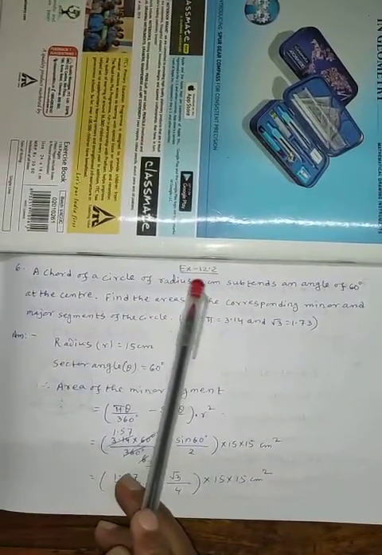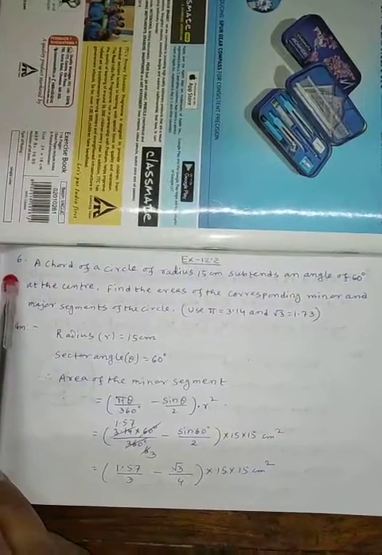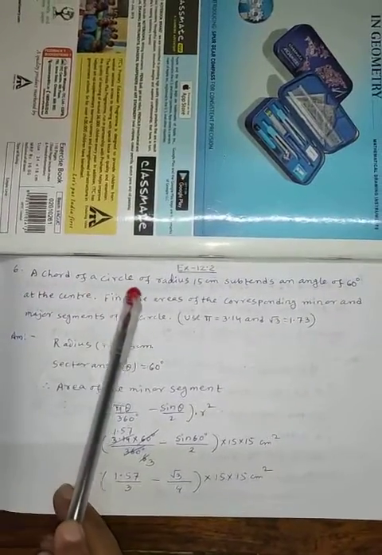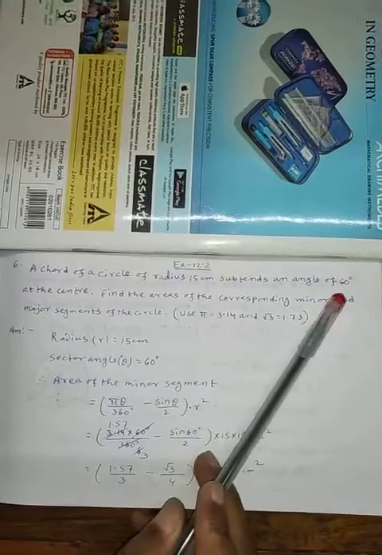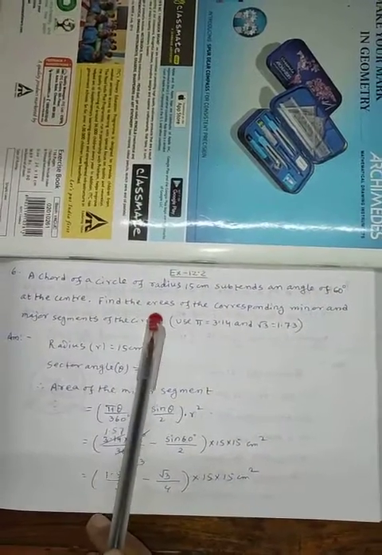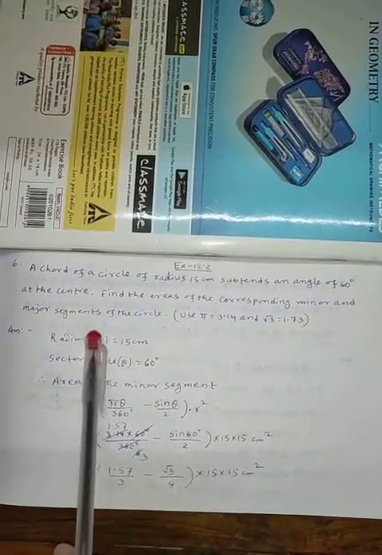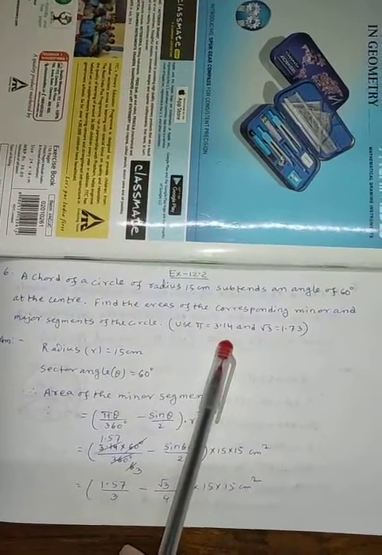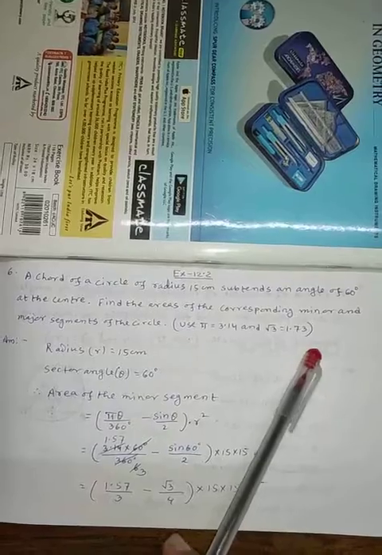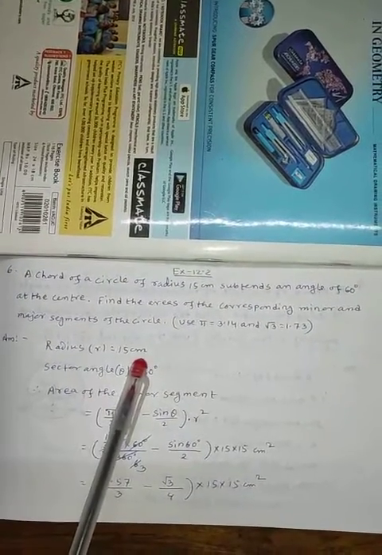Exercise 12.2. Today I'll continue with question number 6. A chord of a circle of radius 15 cm subtends an angle of 60 degrees at the center. Find the areas of the corresponding minor and major segments of the circle. They told us to use pi as 3.14 and root 3 as 1.73.